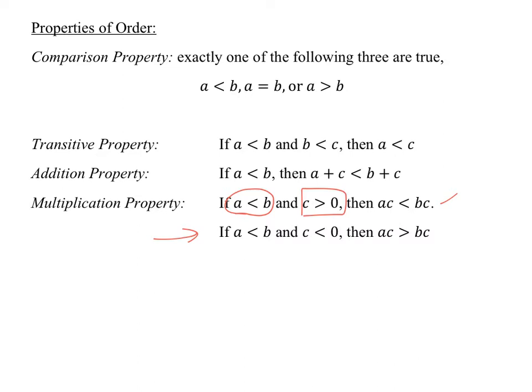Sarah? When C is less than 0, it's a negative number, so when you're multiplying a smaller number by a negative, it'll end up being greater than the positive number of the negative. Okay, but how about simplify it for me, Sarah? You're right, simplify it for us.